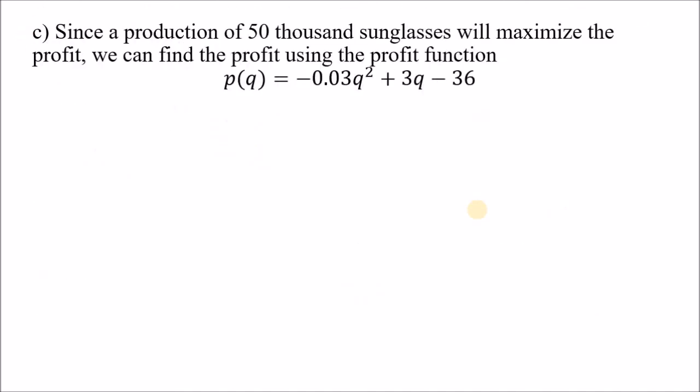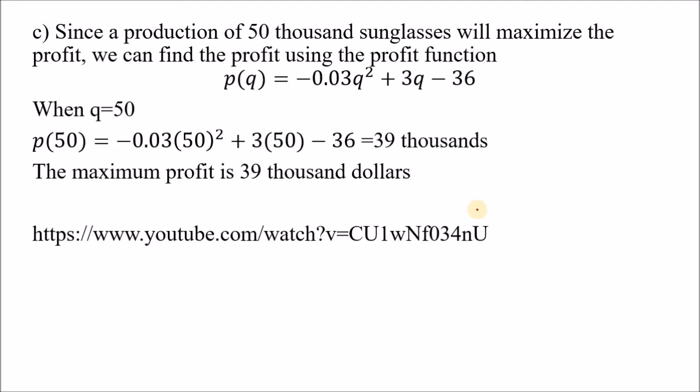Next, we're going to find the maximum profit, the actual maximum profit. Since a production of 50,000 sunglasses will maximize the profit, we can find the profit using the profit function. So we plug 50 into the profit function, so we get P(50) is equal to 39. The maximum profit is $39,000.